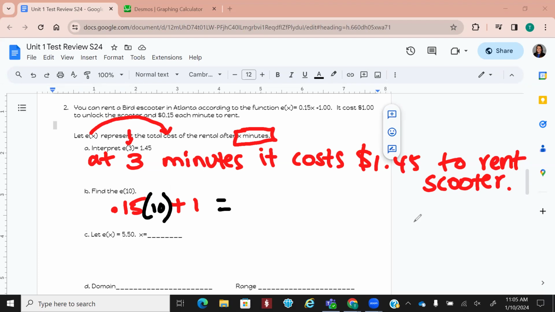Type that again. So we got 0.15 times 10. We add 1. So 0.15 times 10 gives me 1.5. And then we add 1 to it. That's going to give us 2.5.